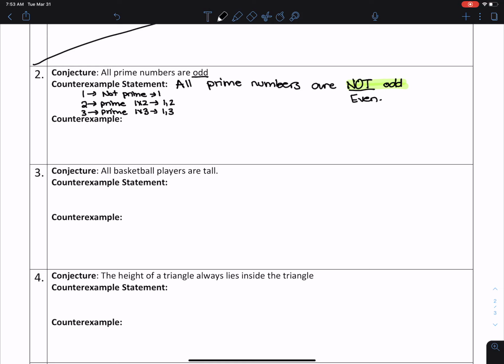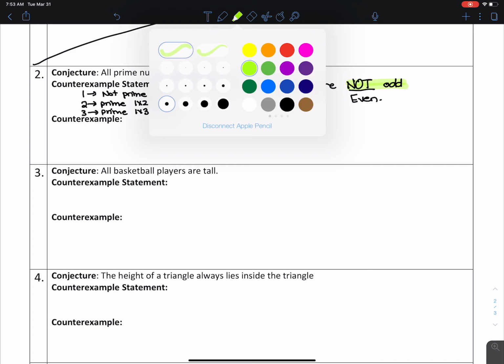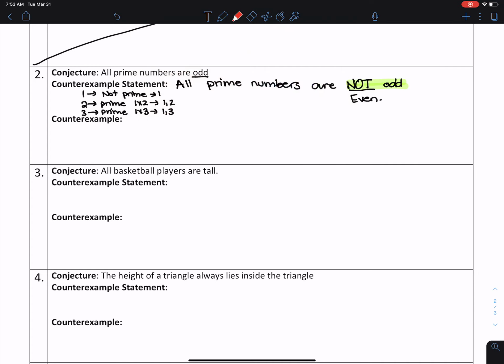But we can stop right here, because we're looking for a statement where the prime numbers are not odd, so they're actually even, and I found one right here. What I'm going to say is that my counterexample is 2. 2 is prime, but not odd. So this is the example that proves my original statement to be false.